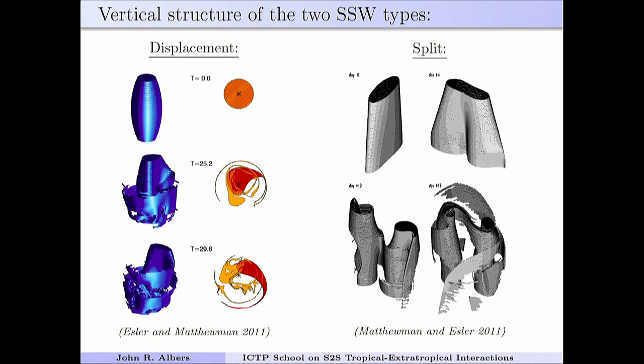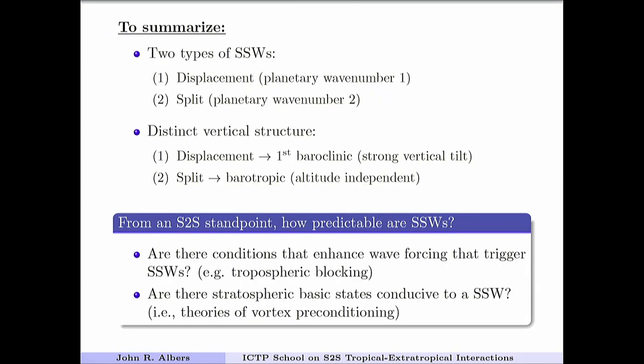Splits, on the other hand, when the vortex rips apart like that and starts counter-rotating around itself, those two daughter vortices have largely barotropic structure. So what happens at one level is happening through the whole depth of the atmosphere. Just to summarize, there are two types of warmings. There's the displacement, that's pushing it off the pole, and the split, where you rip it apart. They have a distinct vertical structure.